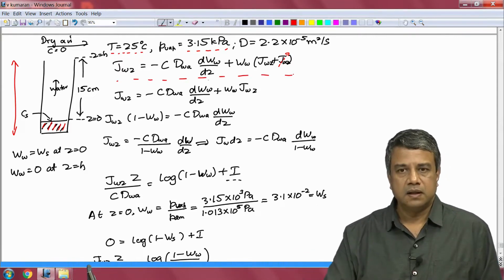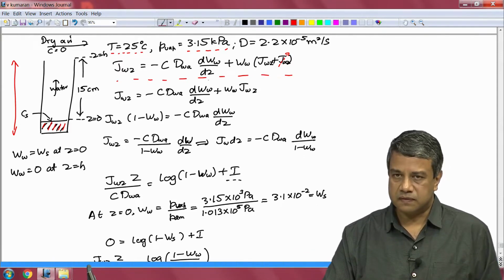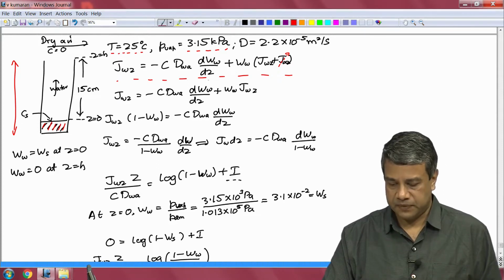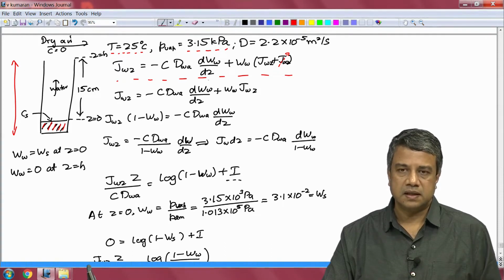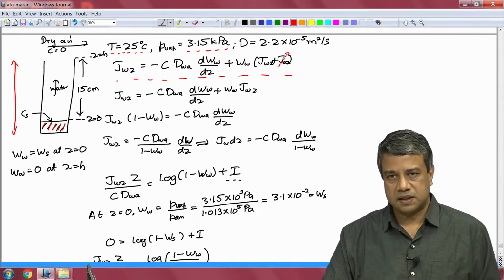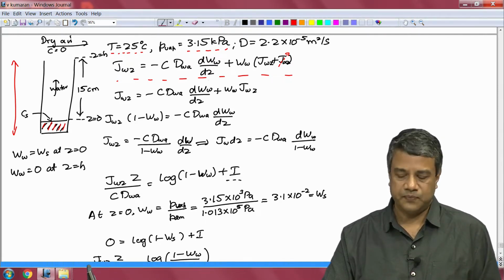It depends on both the flux of water and the flux of air. Now, why does air enter into the column? That is because as the water evaporates, the level of the water decreases, and as the level of the water decreases, some air has to come in to occupy that space. So, there has to be a flux of air downward also.